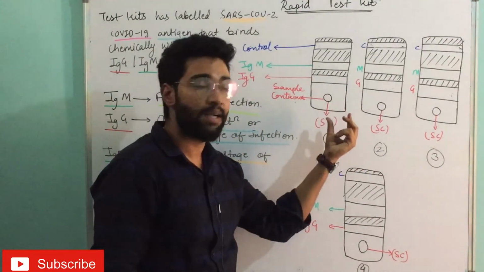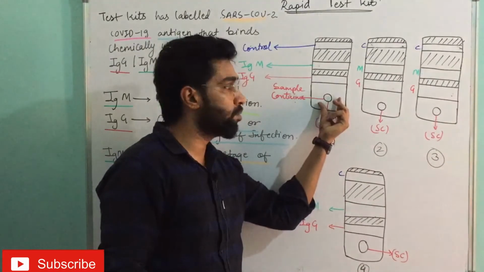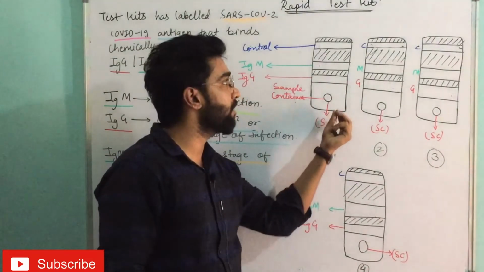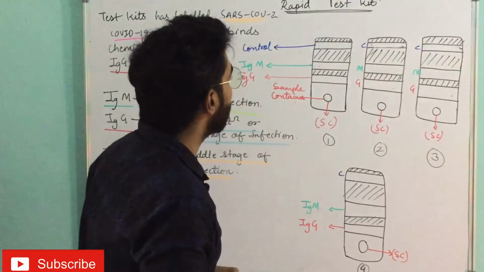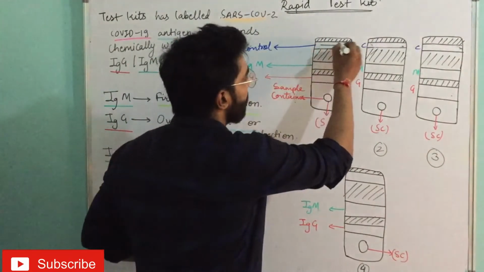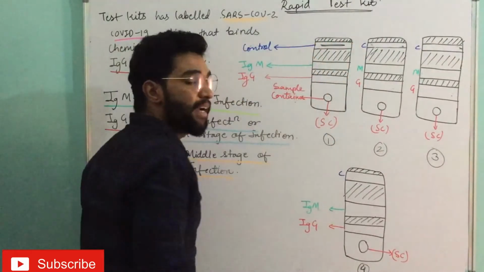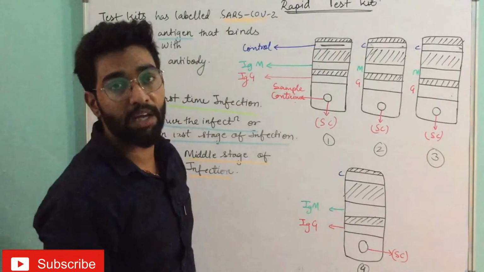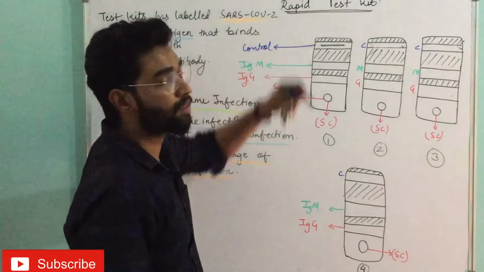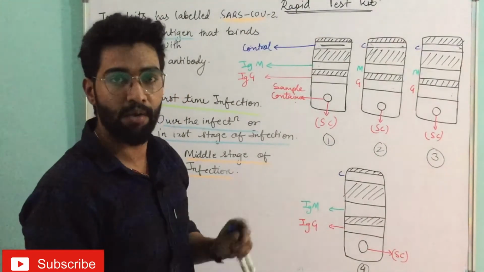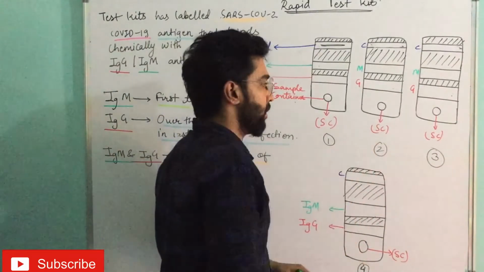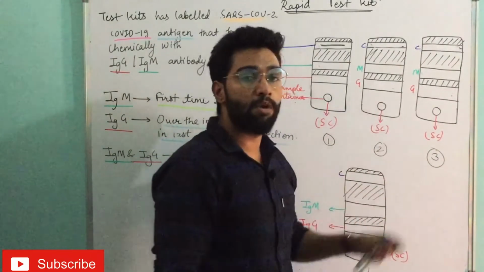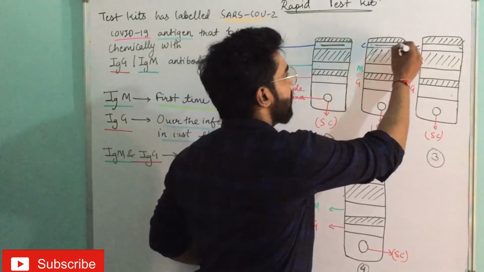Now what will happen? The solution present inside this container will travel to the control line by capillary action. There will be the appearance of a control line in the control region, and this will indicate that yes, this kit is working well. Appearance of a single control line on the kit shows that the kit is working well. After adding a few drops of buffer, a control line has appeared, so the kit is working well.